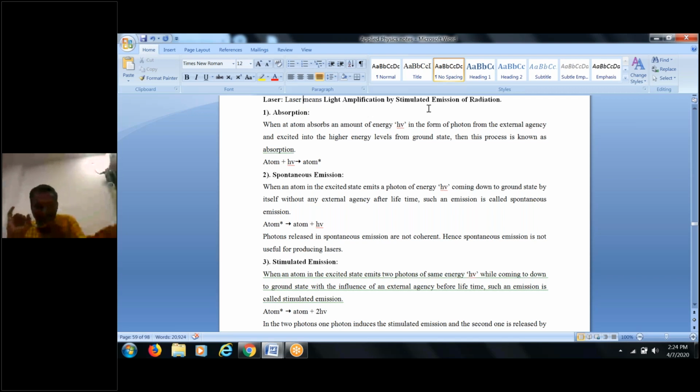So what have we discussed so far? The abbreviation of laser. What is the specialty of laser? What is the definition of laser? What are the four special characteristics exhibited by the laser? Unidirectionality, high intensity, monochromaticity, and coherence. Next, the two basic processes: one is absorption and the second is emission. Again, emission is divided into two categories, spontaneous emission and stimulated emission.